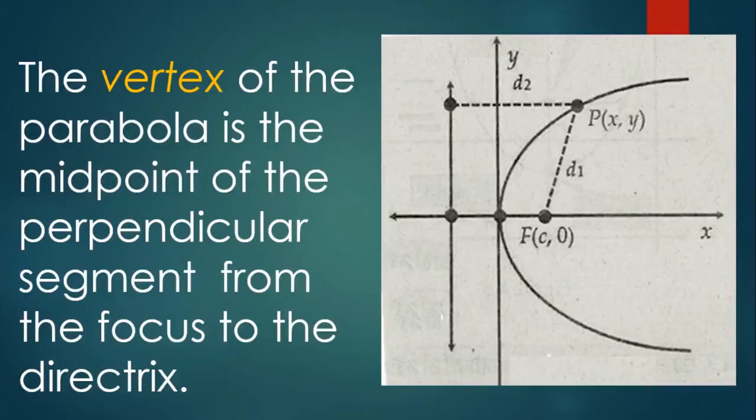Alin yung vertex of the parabola? The vertex of the parabola is the midpoint of the perpendicular segment from the focus to the directrix. Ibig sabihin, yung gitna of this segment connecting focus and directrix is called the vertex. So ito yung ating vertex. Okay?